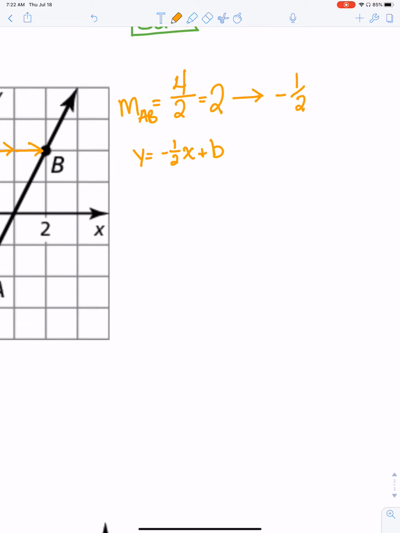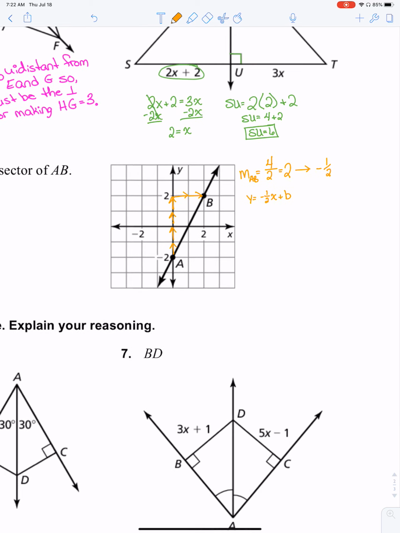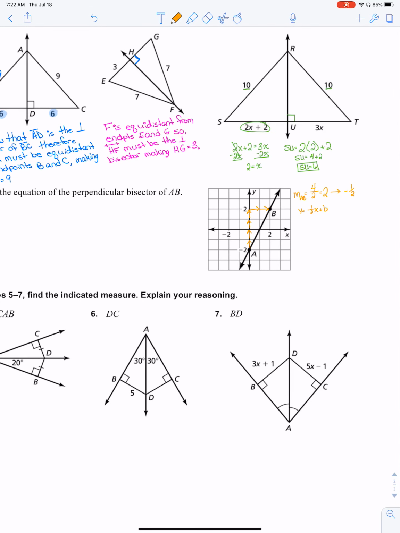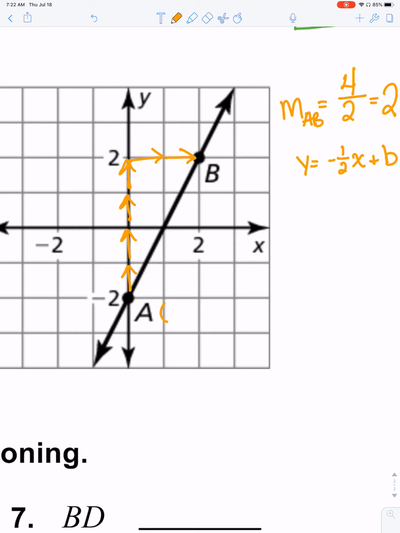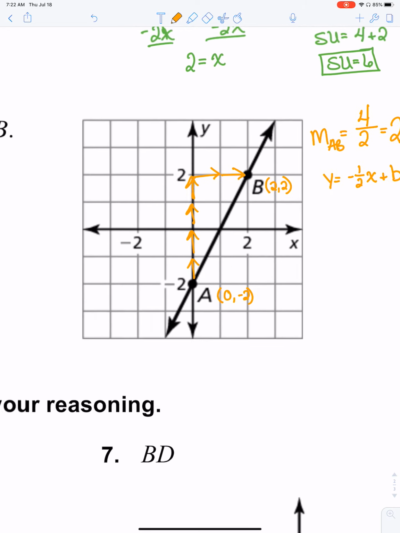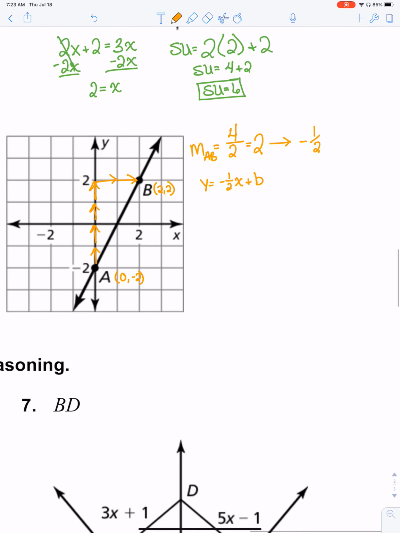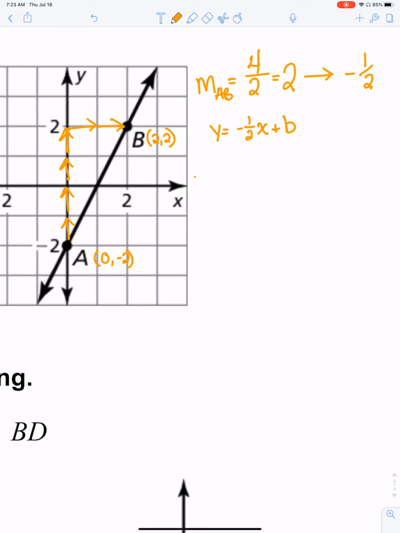The only thing I don't know at this point is my y-intercept. I've got the perpendicular part taken care of. I need to have the bisector part taken care of. So that means I have to use my midpoint formula to find the midpoint of AB. Point A is at 0, negative 2. Point B is at 2, 2. The midpoint formula, if you'll recall, is x1 plus x2 over 2, y1 plus y2 over 2. So I'm going to plug in what I know.